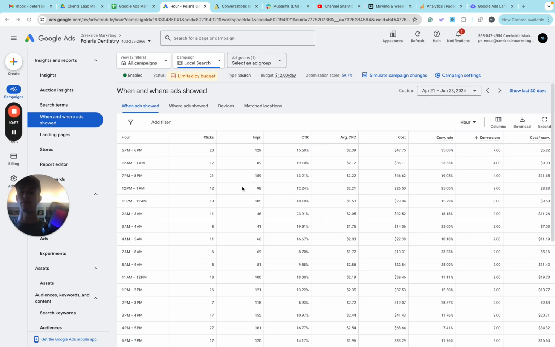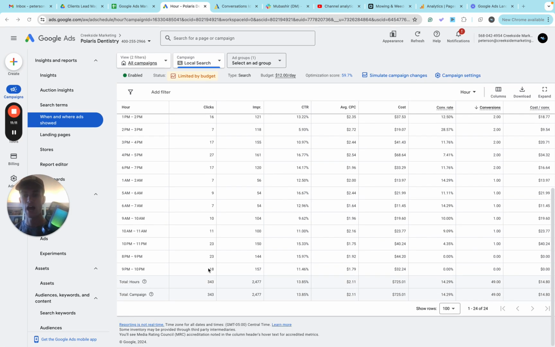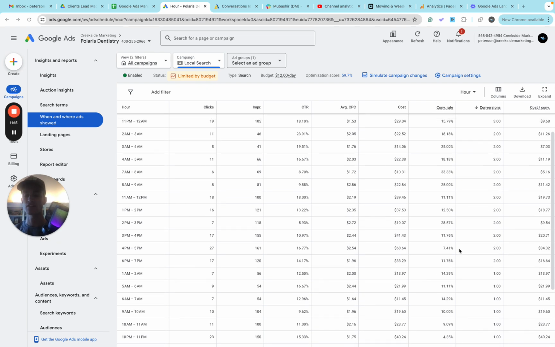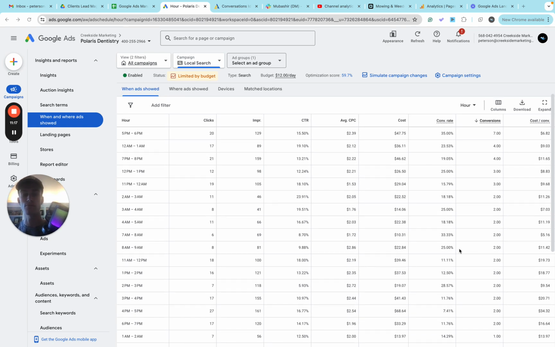But if you don't have enough data in the past 10 weeks, it's totally fine to go back farther in order to collect enough data to make an accurate adjustment to your campaign, because you don't want to make a bad adjustment for lack of data. As we can see here, we've got 24 hours showing, which means that we haven't made an ad schedule yet. So what we are looking for is high cost per conversion, low conversion rates, and low amounts of conversions.